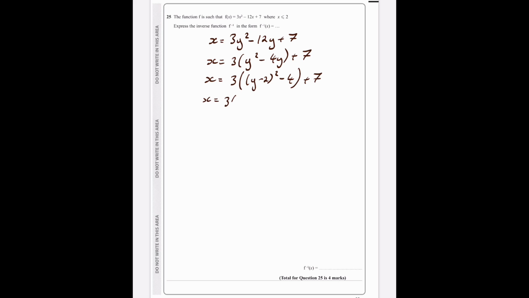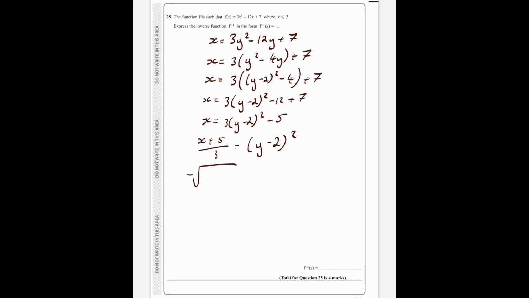Completing the square, factorise out the 3, half of -4 is -2. Expand it back out again, and we get x is equal to 3 lots of y minus 2 squared minus 5. That's now something that we can start to reverse engineer. So I'm going to add 5 to both sides, and then divide both sides by 3. And then this is where many people will get caught out. We're going to take the square root of both sides, but we want the negative square root. The reason being is that in the top line, it tells me that x is less than or equal to 2. So it's the negative square root that we want there.